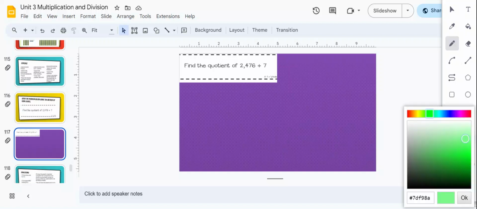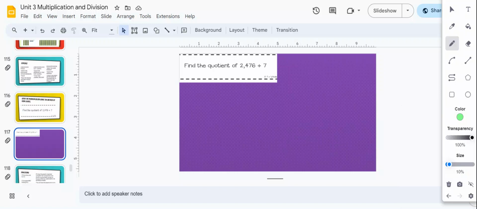All right. So the next method we're going to use is called standard algorithm. This is the method that most of your parents learned in school. Okay. So I'm going to go ahead and set it up. It kind of looks just like what we did before, where we have 7 divided by 2,476. And with standard algorithm, we still list our multiples of 7.